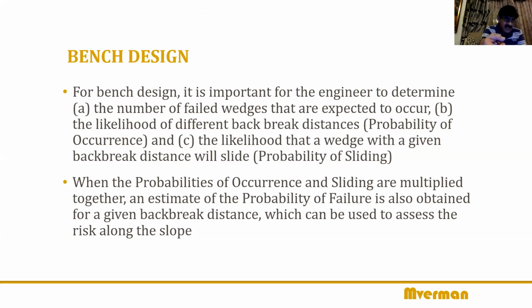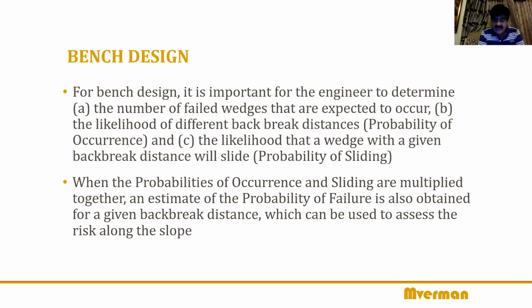Which is also mentioned in the last point: when the probability of occurrence and probability of sliding are multiplied together, an estimate of probability of failure is obtained for a given back break distance. You can then assess, okay, if the back break distance is this much, what is the probability of failure? If the back break distance is increased, what is the probability of failure? So it will help you in deciding about a bench width.